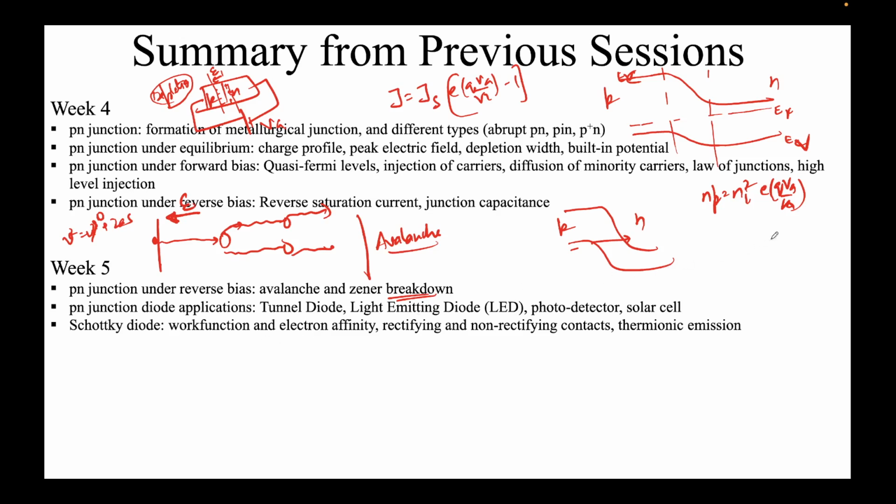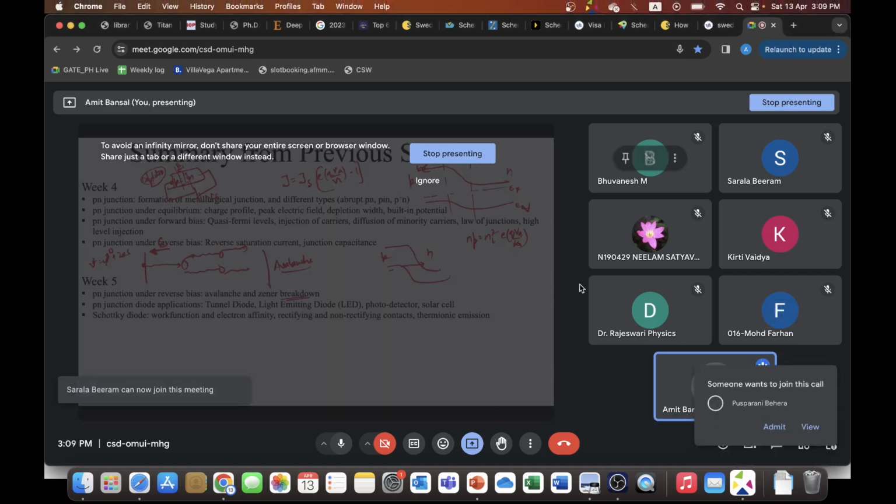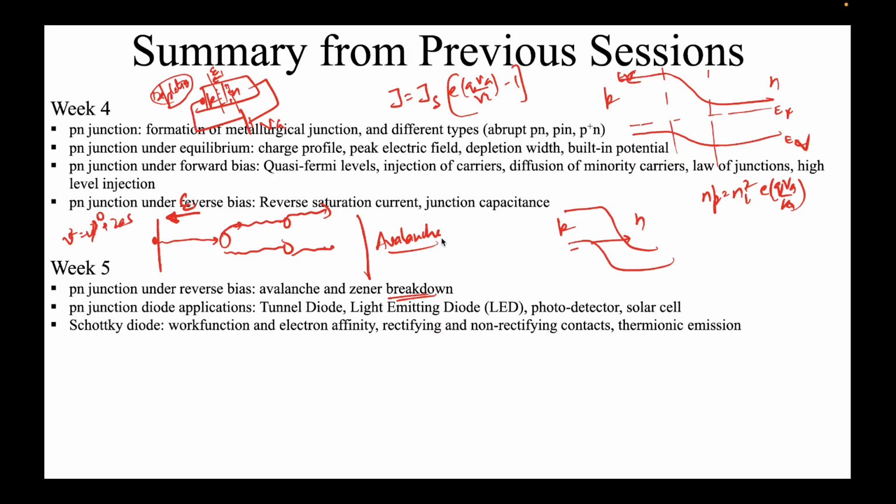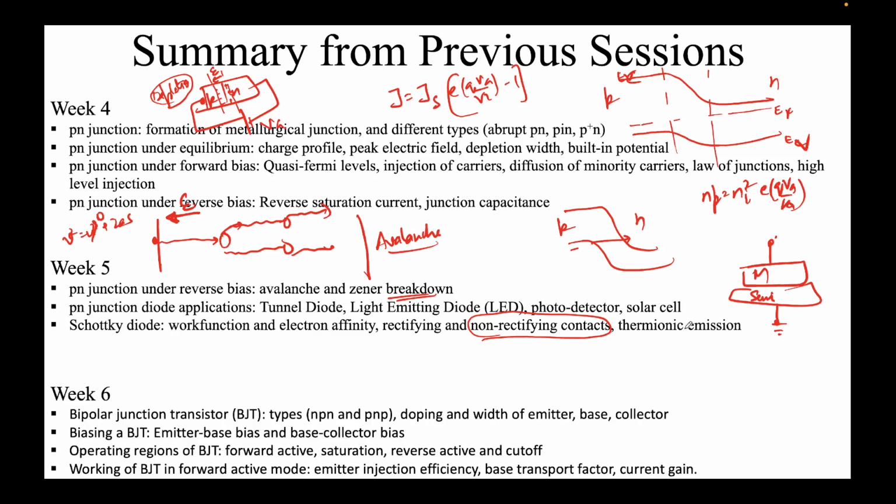And the Schottky diode is another type. We saw that you need to connect this wire to this p side. How do we do that? We do that essentially with something called a Schottky contact, which is a metal semiconductor junction. So this is metal, and this is a semiconductor, and this we usually ground. There are different kinds of contacts. When you don't want the contact blocking the current on one side, that's called a non-rectifying contact, essentially an ohmic contact. Schottky diodes work on thermionic emission.